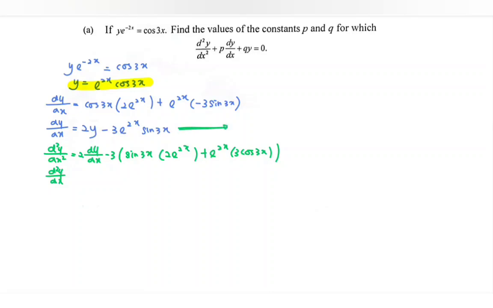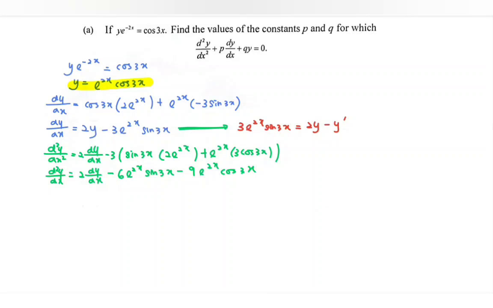So the dy/dx for the first derivative. If we focus on this part, we will see the 3 exponent 2x sine 3x. If we rearrange, actually we will have 2y minus y prime. Continue. For the second derivative, we have 2 dy/dx, minus the 6 exponent 2x sine 3x, minus the 9 exponent 2x cos 3x. So if you notice the highlighted part, it will become y.